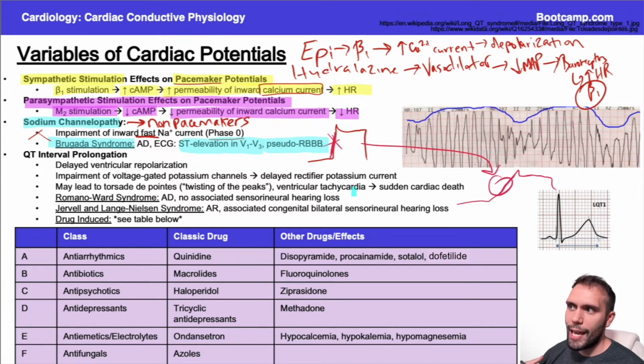Usually you won't have to analyze an EKG in great detail on Step 1. This is more Step 2, but these are things just to kind of be familiar with as they do come up. All right, finally we have our QT prolongation.